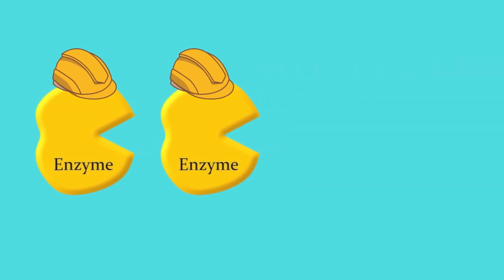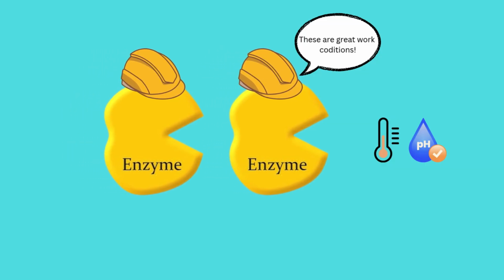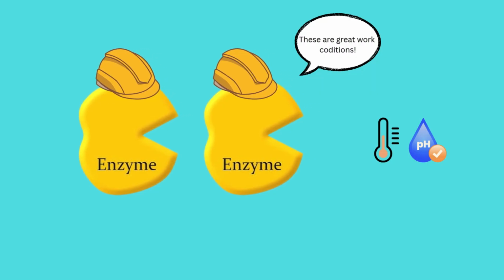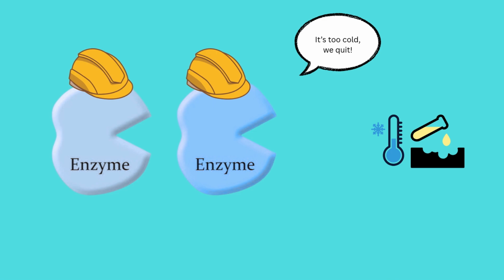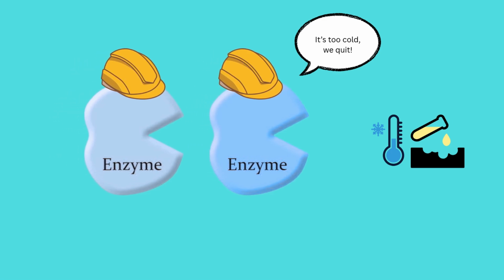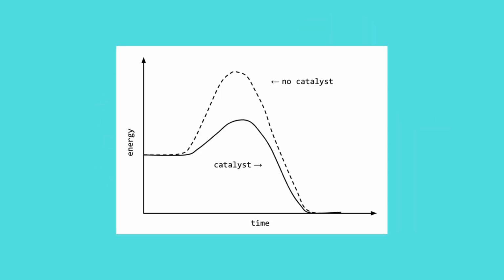Since enzymes are proteins, they have certain temperatures and pH levels at which they work best. In the human body, enzymes are most functional at body temperature and a natural pH level. If the enzyme environment was too acidic or too cold, for example, the enzymes would stop working properly, also known as denaturation. So here's a quick recap on what we learned here today.